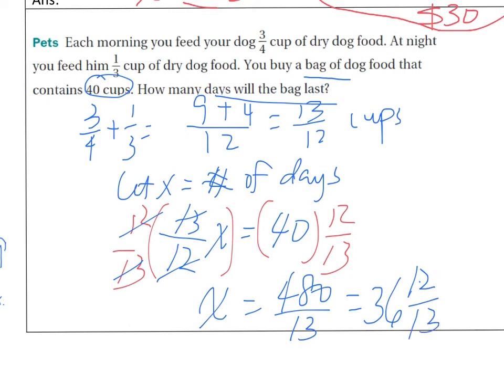So one bag of dog food should last you 36 days, a little more.